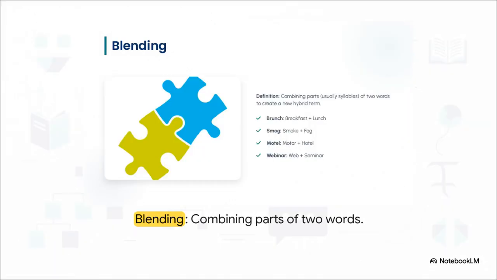Process 4 is blending. Now, you really need to differentiate blending from compounding. With blending, we don't use the whole words. Actually, scratch that, we only use parts of 2 words, usually their syllables, to create a hybrid. Calling back to the question I asked at the very beginning of the explainer, this is exactly where brunch comes from. You take the br from breakfast, the unch from lunch, and you blend them together. We do the exact same thing with smoke and fog to make smog.